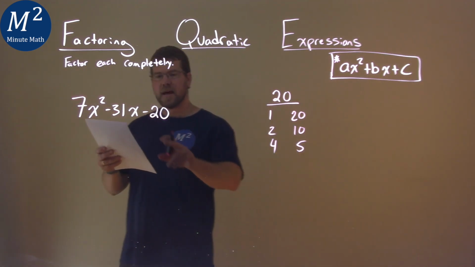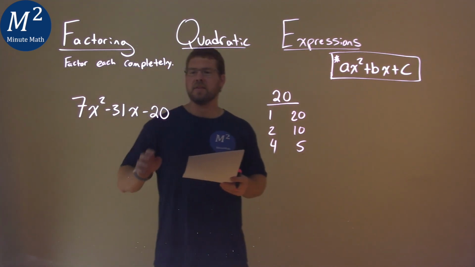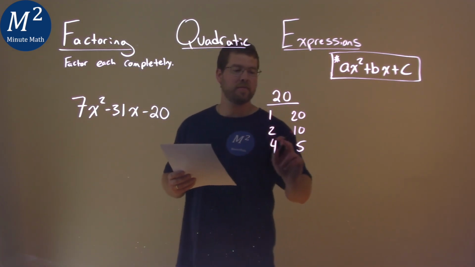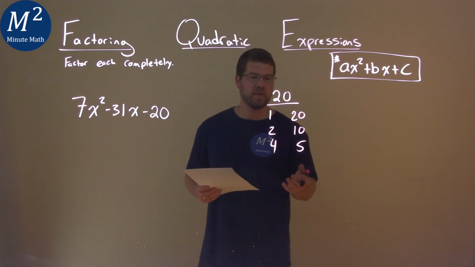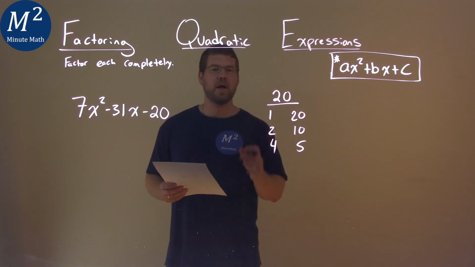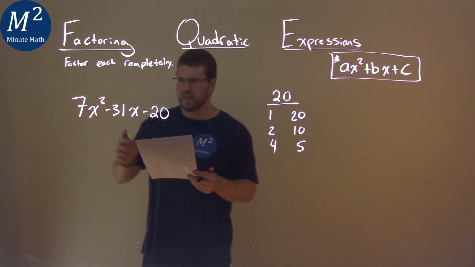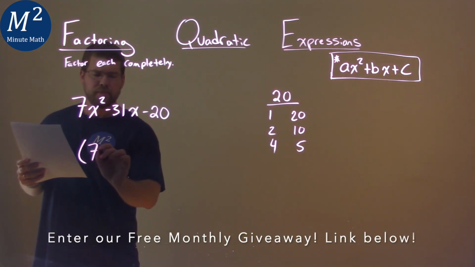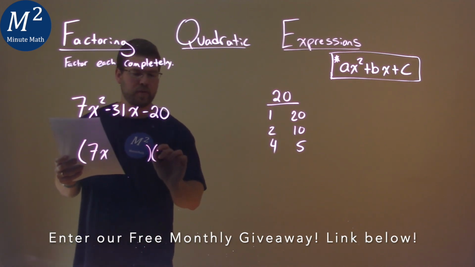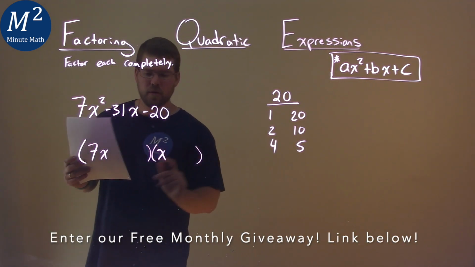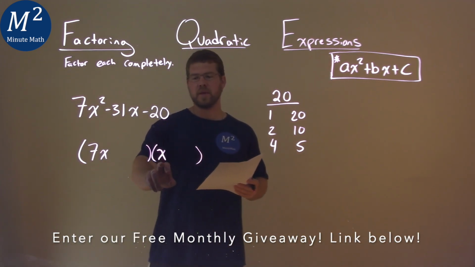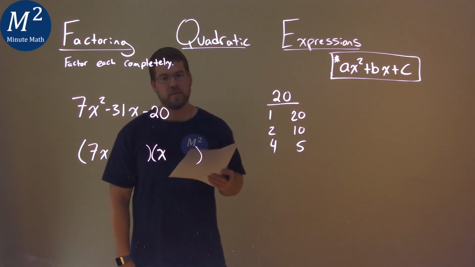Now, they say it's a -20. And since it's a -20, we know that one of these numbers will have to be negative. We don't know which one, but one of the pairs will have to be negative. Now, back to that a value being 7. Well, being prime, we know we have the form of this. We know our factored form has to be 7x in the beginning of the first parenthesis and x in the beginning of the second parenthesis.